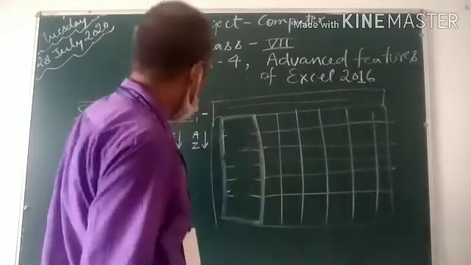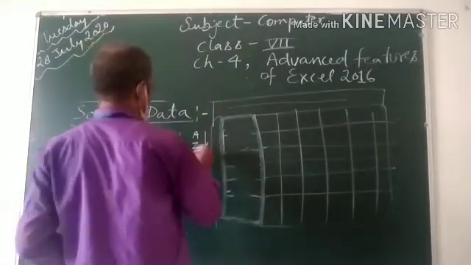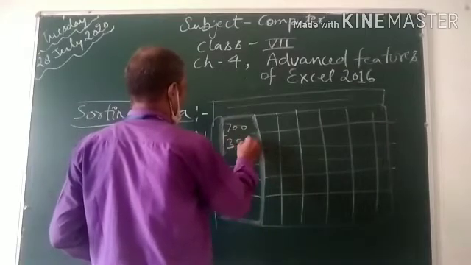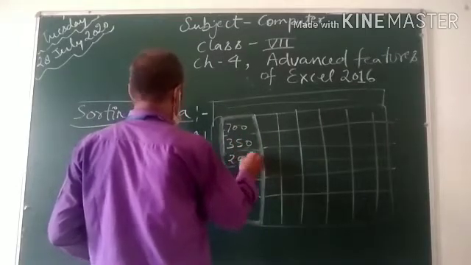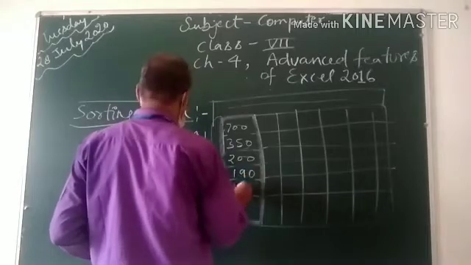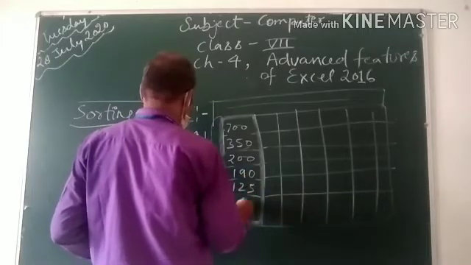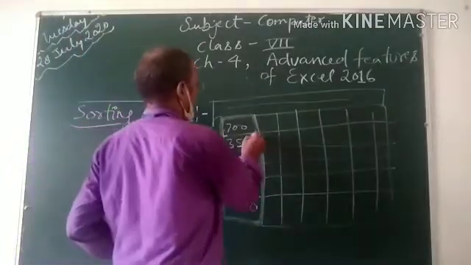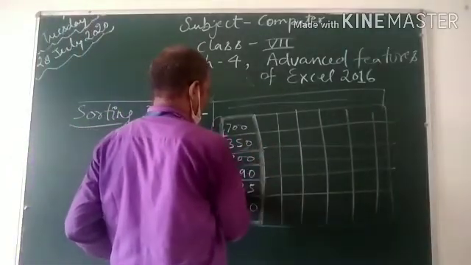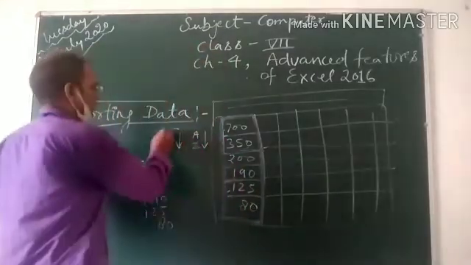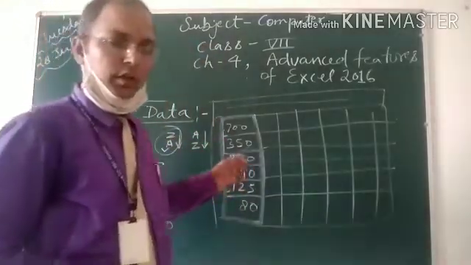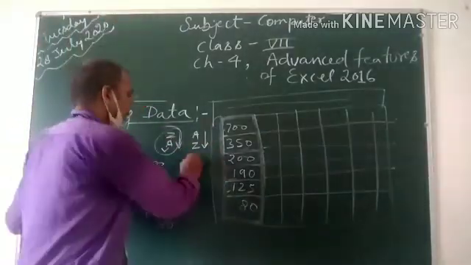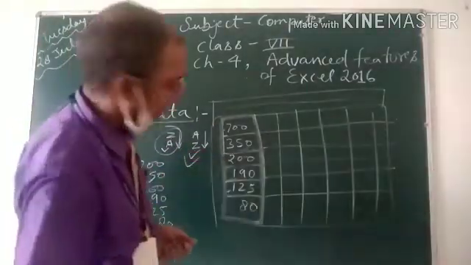if you click on it, then 700, 250, 200, 190, 125, 80. So this is the method of clicking and selecting sort data from the Data tab, the Z to A method, and then you click again for the A to Z method.